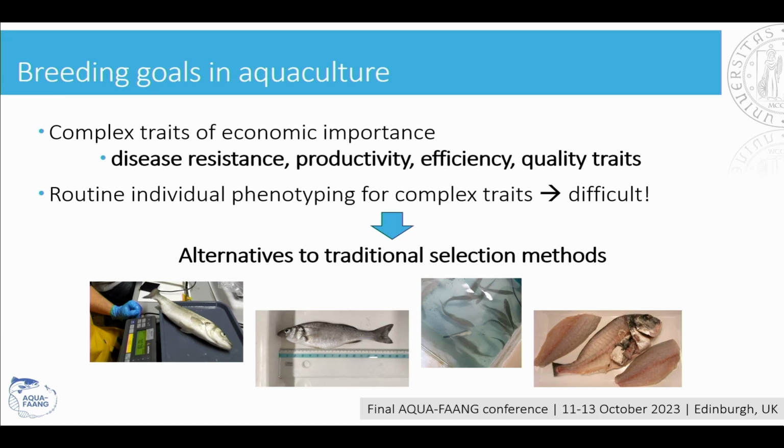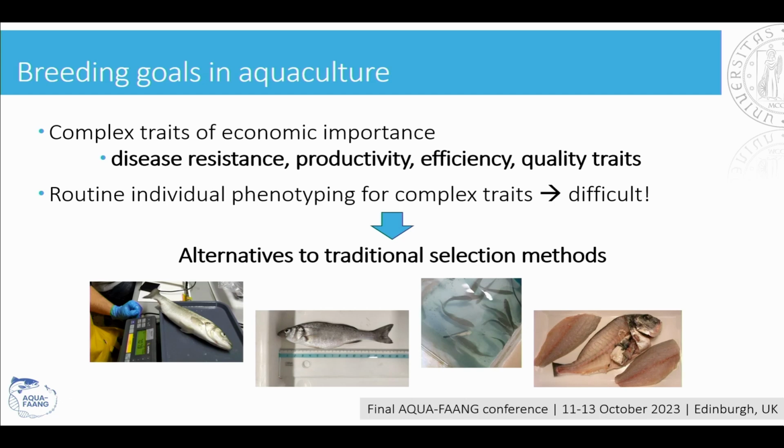The breeding goals in aquaculture are very similar to those of terrestrial species. So we are interested in improving disease resistance, productivity, efficiency and quality traits. But what is really important for these traits is that routine individual phenotyping for these complex traits is really difficult.